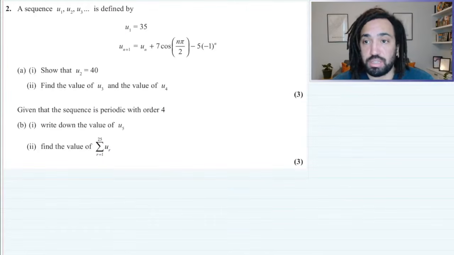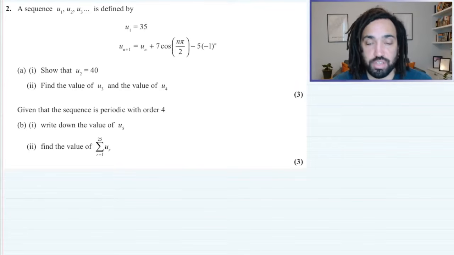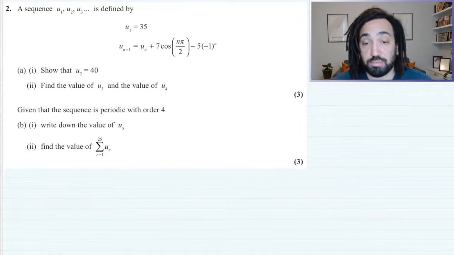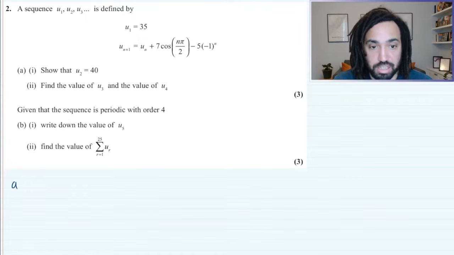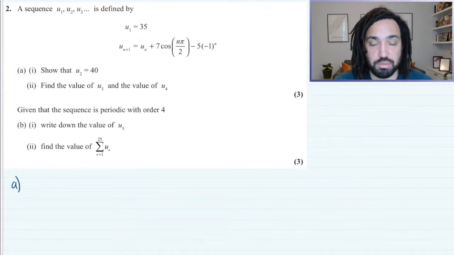Okay, question 2, and we have the first term is 35, and then the next term along, you take the previous term, and then you plus 7 lots of n pi cos n pi over 2 minus 5 times minus 1 to the power n. Okay, show that u2 is equal to 40.